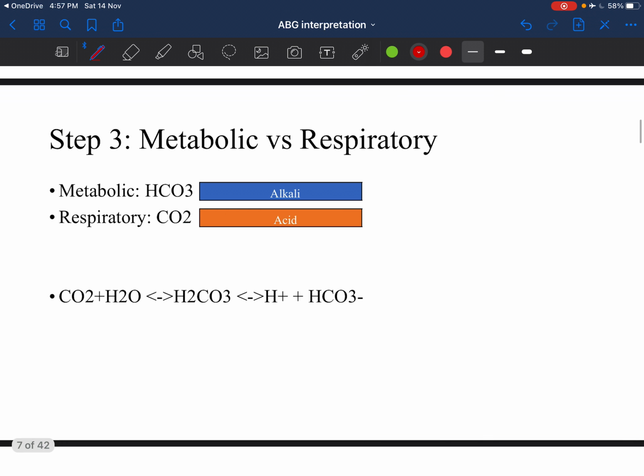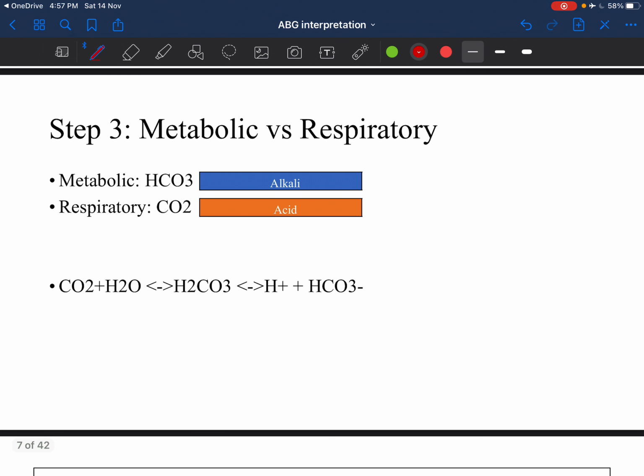Next, now you have found out whether it is an acidosis or an alkalosis. Next, you need to know whether the origin of the abnormality is metabolic or respiratory. What is the metabolic component here? Bicarbonate. What is the respiratory component here? Carbon dioxide. Bicarbonate is alkali, carbon dioxide is acid, correct? And we also already discussed why a carbon dioxide increase means acidosis, isn't it so?